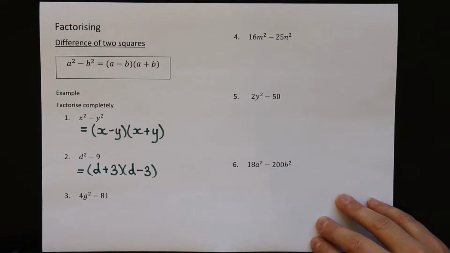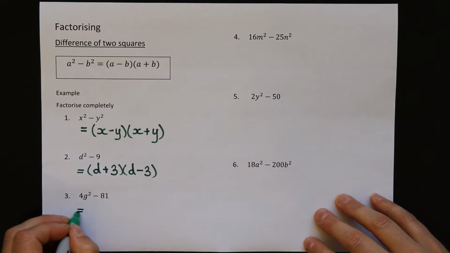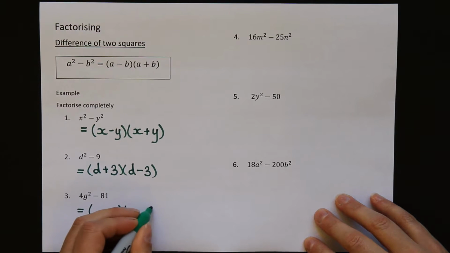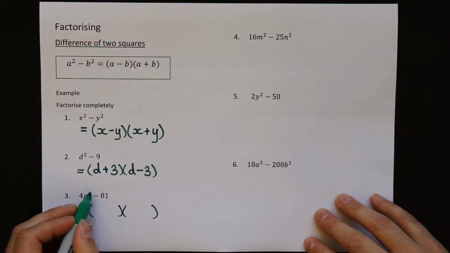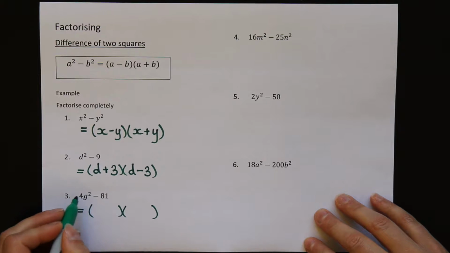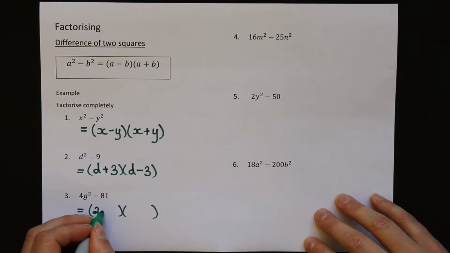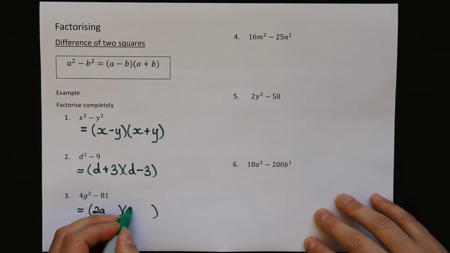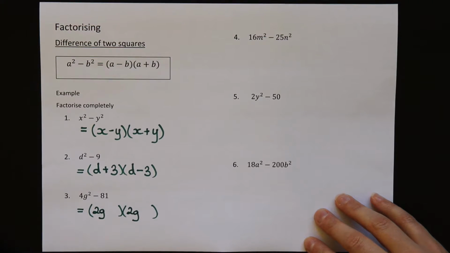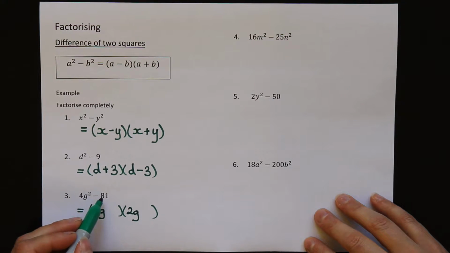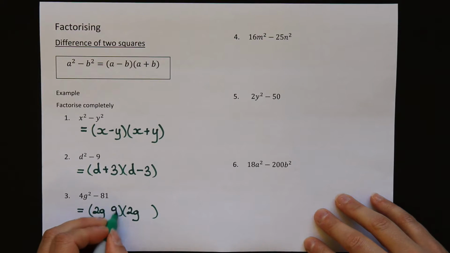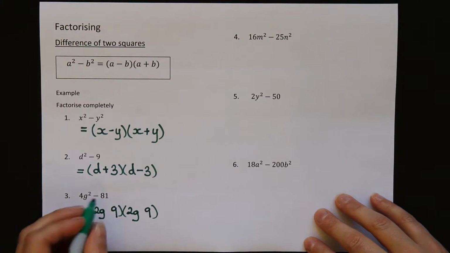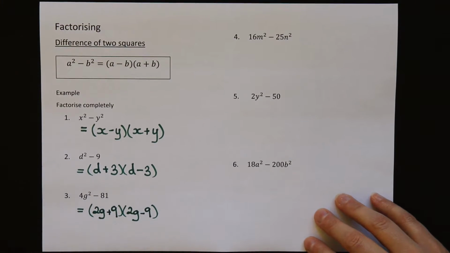In question 3, let's write down our double bracket. 4g squared: the square root of 4g squared, well, square root of 4 is 2 and square root of g squared is g. So 2g at the beginning of both brackets. And the square root of 81 is 9. Goes at the end of each bracket. One is a plus and one is a minus.